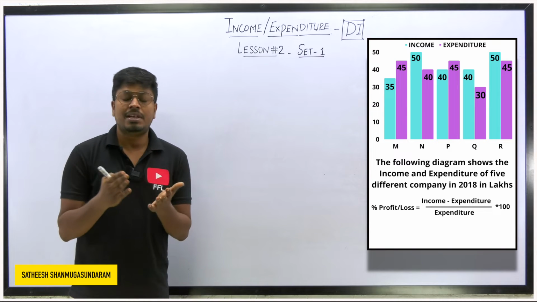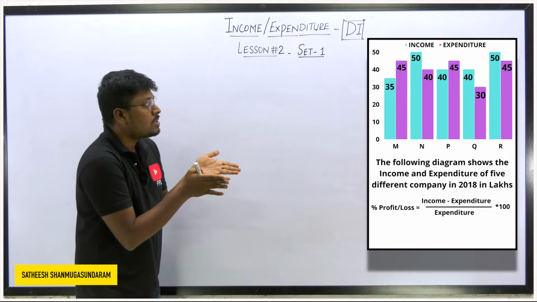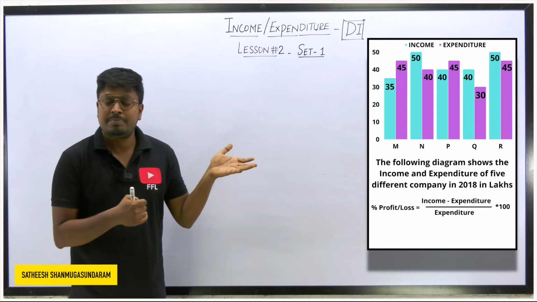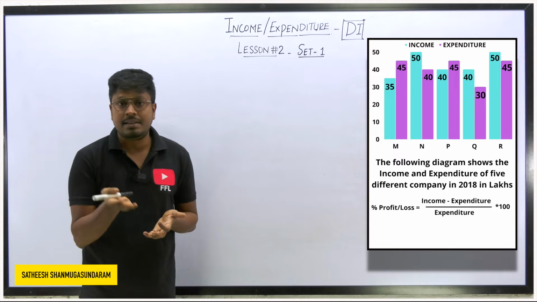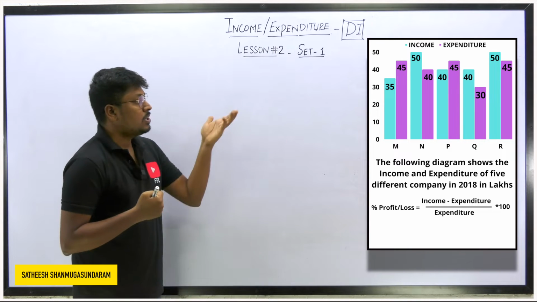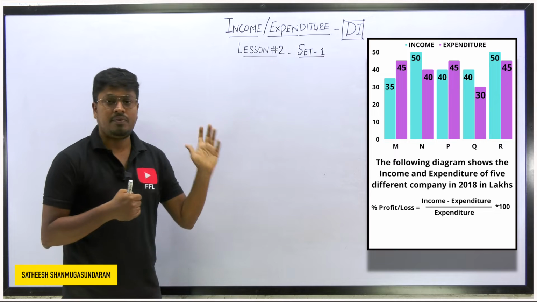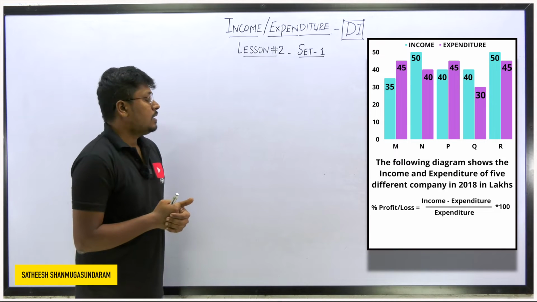In the previous video itself I told you that you don't need to memorize any formulas here. Why? Because usually in an income expenditure data interpretation, they will give you all sorts of formulas in the DA itself. In the question itself, you can see all the formulas. Just see the formula here. The profit percentage or loss percentage formula is directly given in the chart itself. Got it? So that's it.